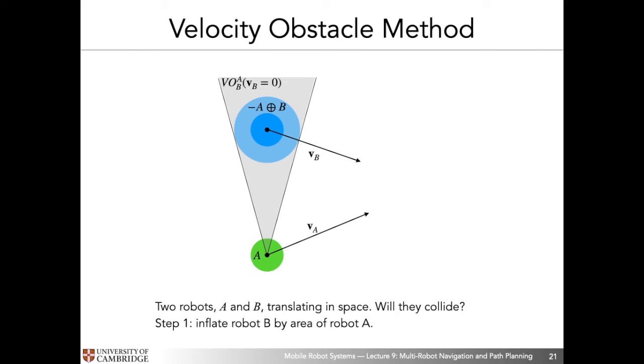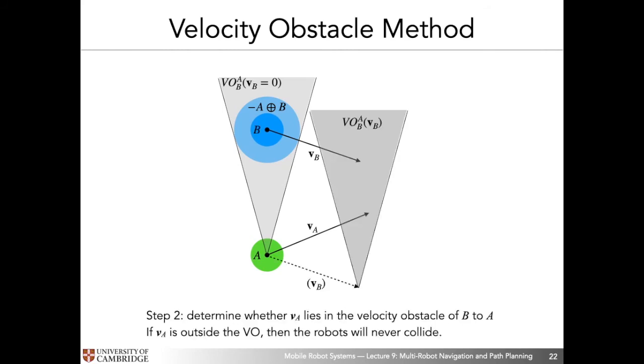But generally, robot B is not static and V sub B is generally not 0. So we need to take this idea a step further. So in step 2, what we do is we consider that robot B moves, which is generally the case. And so we need to translate the velocity obstacle of B to A by robot B's speed vector. Okay? Now, given a vector V sub A, we can now analyze if A will crash into B, given that we know VA and VB.